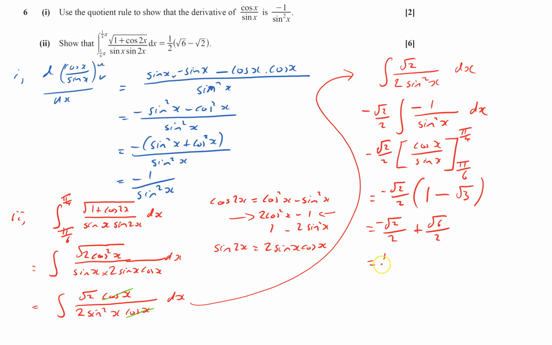Take out a factor of a half, and let's put the positive one first, so that will be root 6, and then the negative one, negative root 2, and that will give us a nice, clear, straightforward answer. And that's question 6 done.